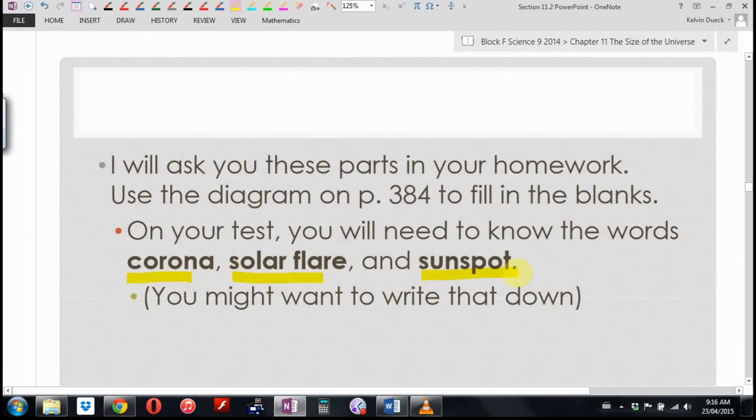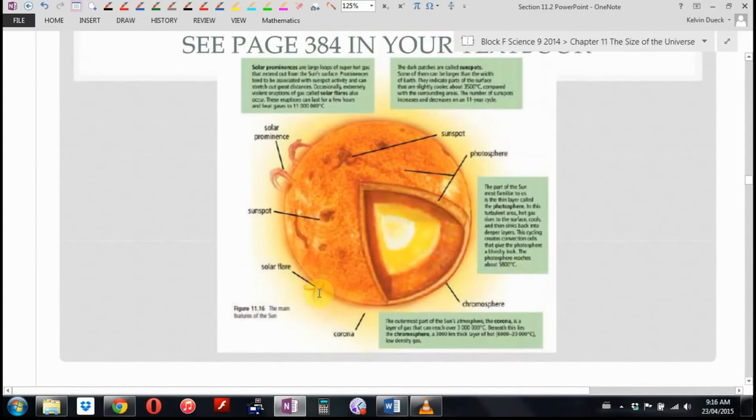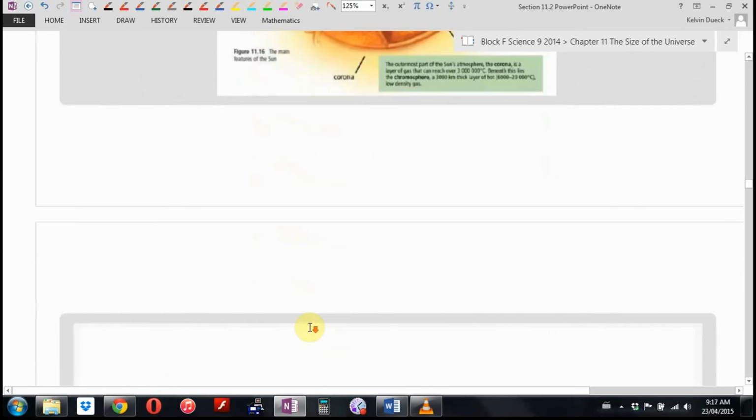So you might want to, at the bottom of the page, or maybe in the margin here, or right here, these are the three that I'm going to ask you. Corona, solar flare, and sunspots. What are solar flares? I didn't give you a definition of that. Hey, look at the picture on page 384. Solar flares, I'm going to come back to this. Solar flares are when these actually leave and head towards Earth. Okay?